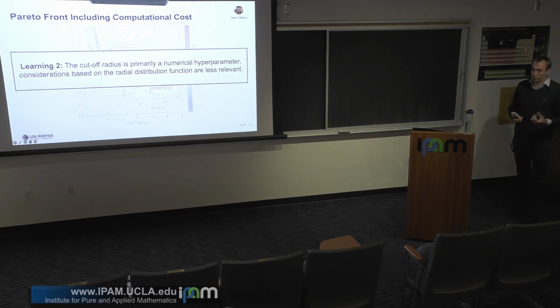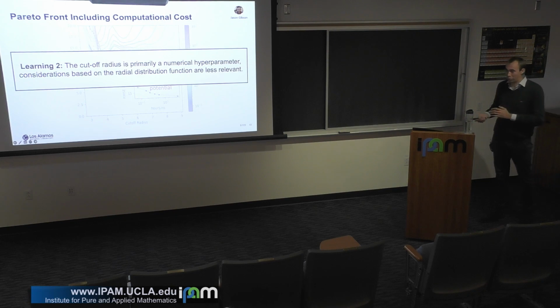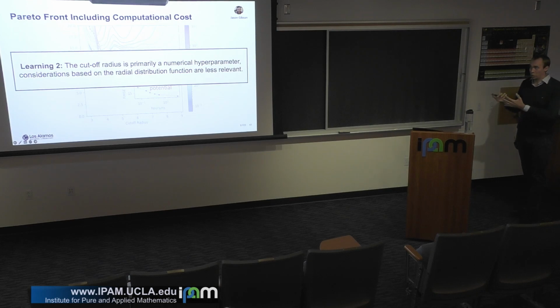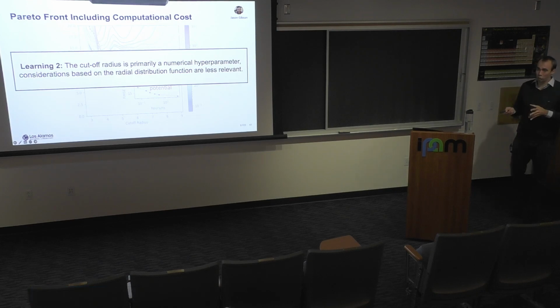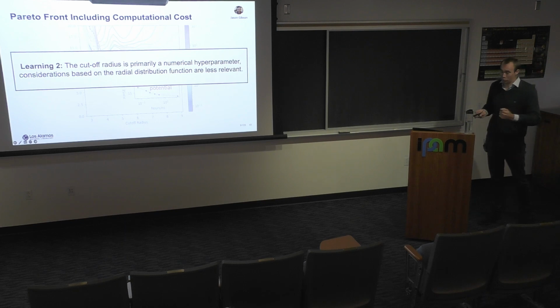Right, so the second message here is that the cutoff radius is much more like a numerical hyperparameter and much less dependent on something like the radial distribution function. Obviously, it changes for the different elements, and the radial distribution function gives you a good first guess. We really recommend doing these kinds of parameter studies to identify the optimal cutoff radius, in particular when you're interested in running long timescale simulations.